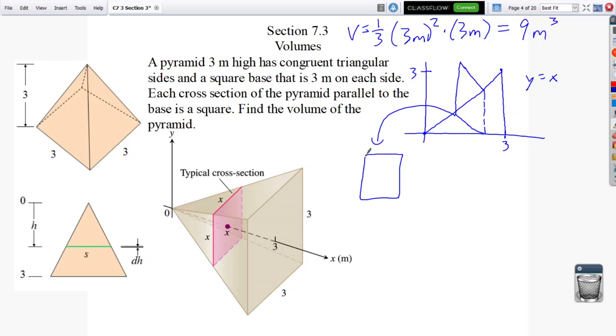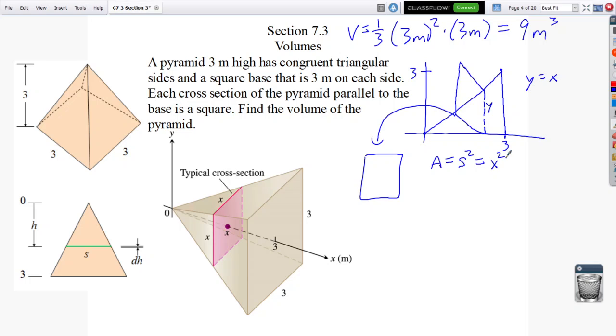And what I'm going to do here, I'm going to find the area of the typical cross-section. So the area in this case, it's going to be a square, and I know that my square is going to be the side length squared. Now the side length here is actually equal to whatever the y value is in this function. So the y value is actually equal to x. So the area of this square is going to be x squared.